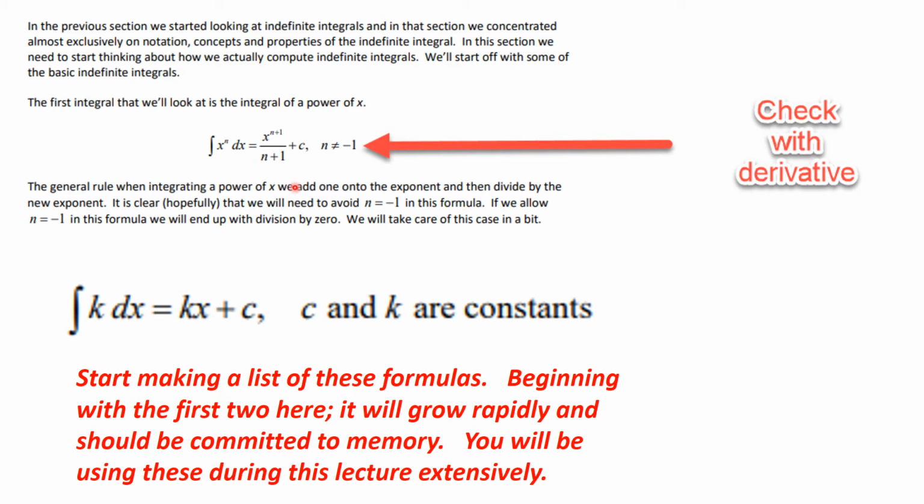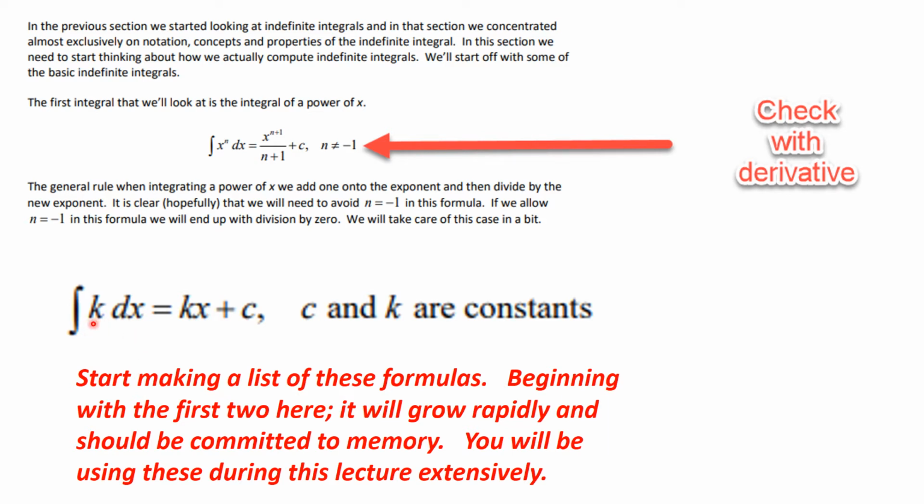The way I would generally say this is, to integrate x to the n, we add 1 to the exponent, divide by the new exponent, and add plus c. Now n can't be minus 1 because that would mean we would be dividing by 0, and we'll care for that very soon.